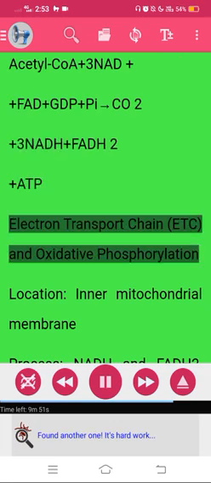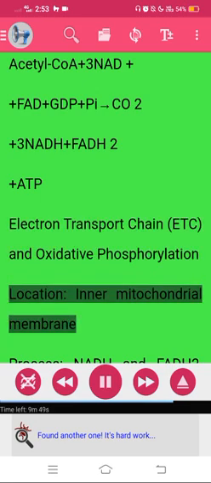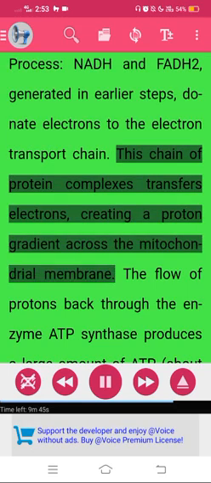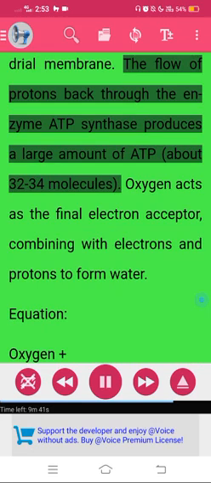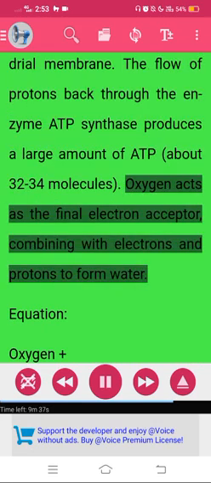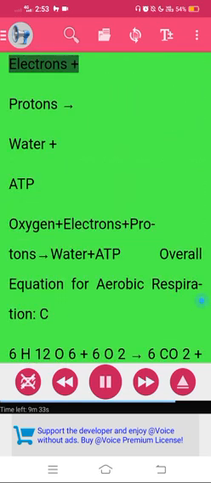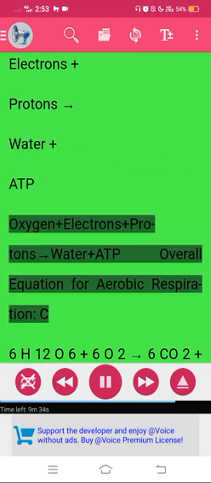Electron transport chain and oxidative phosphorylation. Location: inner mitochondrial membrane. Process: NADH and FADH2, generated in earlier steps, donate electrons to the electron transport chain. This chain of protein complexes transfers electrons, creating a proton gradient across the mitochondrial membrane. The flow of protons back through the enzyme ATP synthase produces a large amount of ATP, about 32 to 34 molecules. Oxygen acts as the final electron acceptor, combining with electrons and protons to form water. Equation: oxygen + electrons + protons → water + ATP.